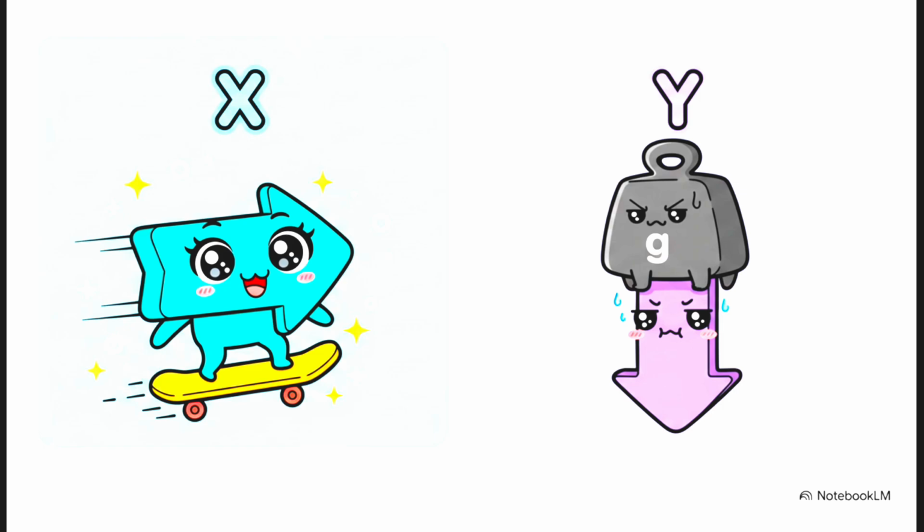In the horizontal x direction, we assume 0 air resistance. Acceleration is 0. The projectile literally just coasts forward. But in the vertical y direction, gravity is the boss. It is constantly pulling downward at a vertical acceleration of negative 9.8 meters per second squared.